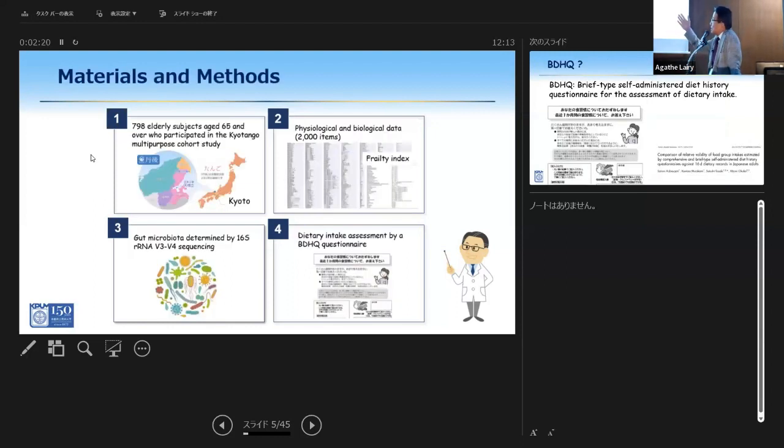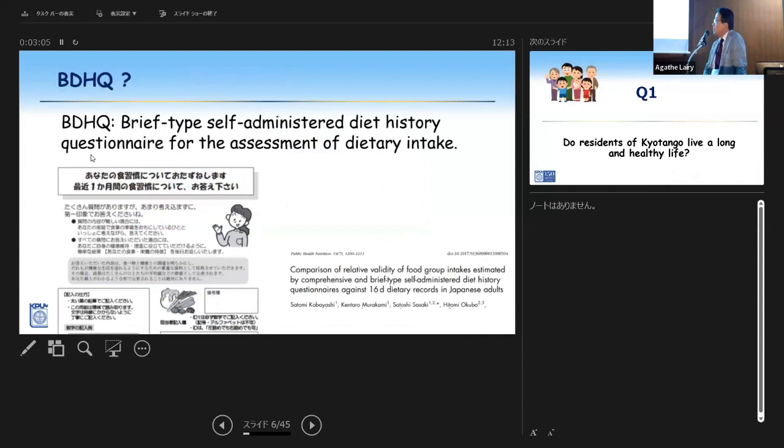Okay, in this area, we accumulated about 800 elderly subjects aged 65 and over, who participated in the Kyoto multi-purpose cohort study. We measured 2,000 biological markers, including hormones, CT scans, sarcopenia and frailty-related data, and also microbiota. And we gathered dietary intake assessed by the BDHQ questionnaire. Today, I'll talk about these multi-omics data. BDHQ is a brief self-administered diet history questionnaire for assessment of dietary intakes. It's very important for analyzing food factors, alcohol, wine, or sake.